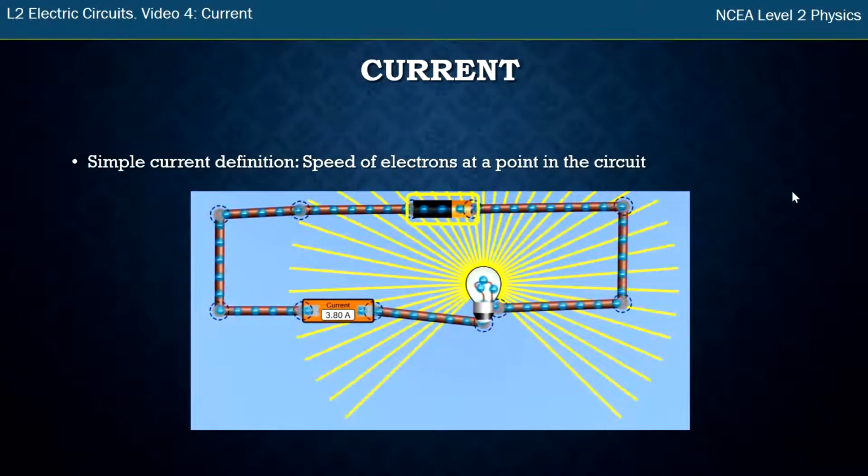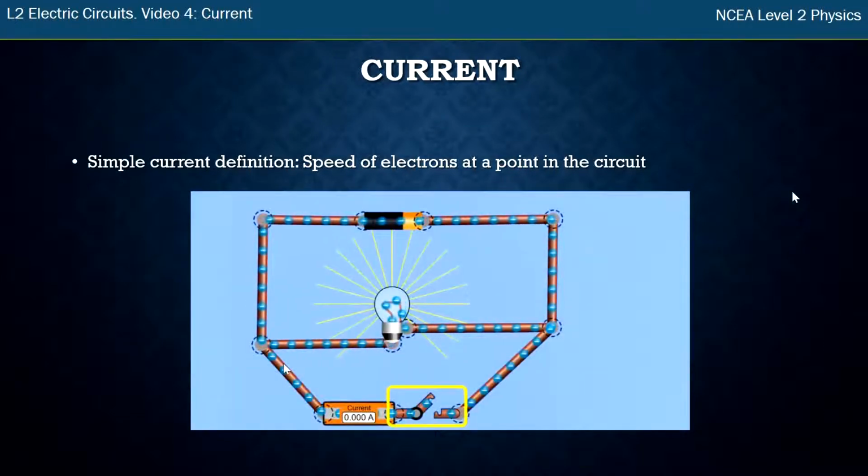If I try and put an ammeter in parallel, and I'll close this junction here, you see the electrons flow really fast through this and the battery goes on fire. The ammeter itself has very low resistance, so we need to put it in series with the bulb, and the reason we do that is because it measures the current without upsetting the rest of the circuit.